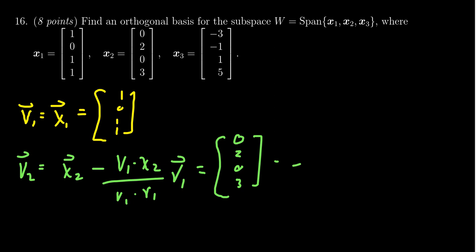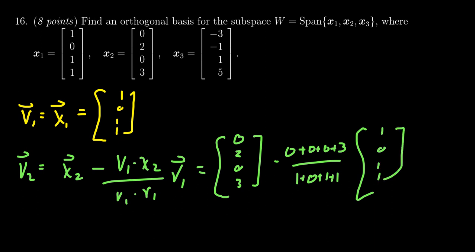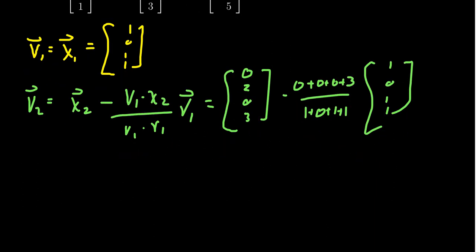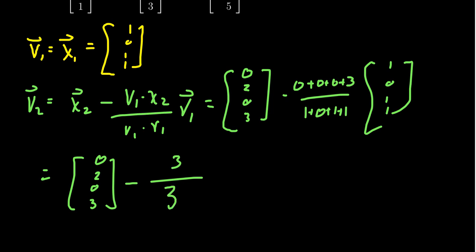We're going to subtract from it. We have to take the dot product of v1 with x2, and notice v1 is just x1. We get 0 plus 0 plus 0 plus 3. Then we take the dot product of v1 with itself, which gives 1 plus 0 plus 1 plus 1. Then we multiply by v1, which is 1, 0, 1, 1. Simplifying, we have 0, 2, 0, 3, and then we subtract what we have here. We have a 3 over 3, which conveniently cancels out, so we get 1, 0, 1, 1.